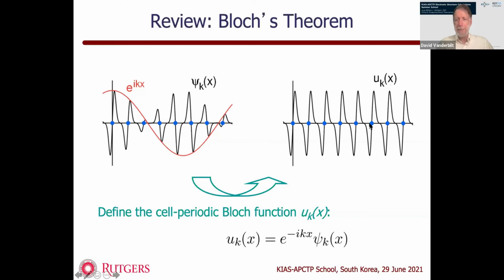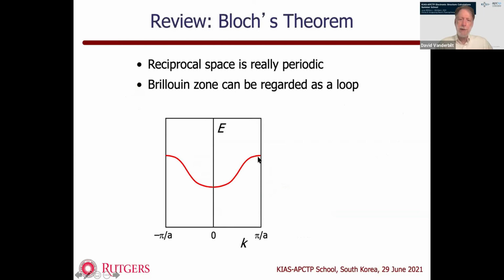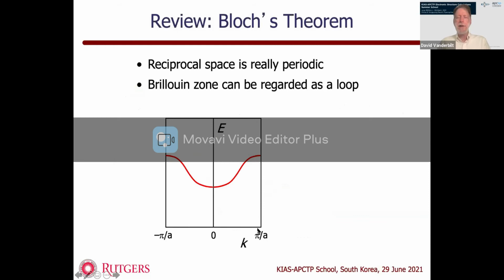Now, another thing about elementary solid state physics: the Bloch theorem says that you can label the states by wave vector K. For a single band, you have some energy as a function of wave vector K. And if this is a one-dimensional crystal, the wave vector K is just defined from minus pi over a to pi over a. That's called the first Brillouin zone.